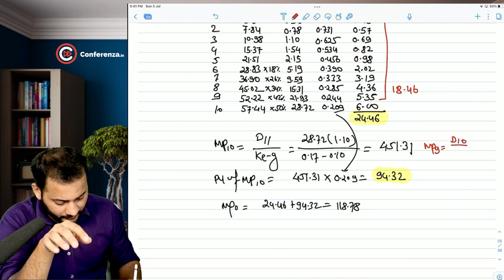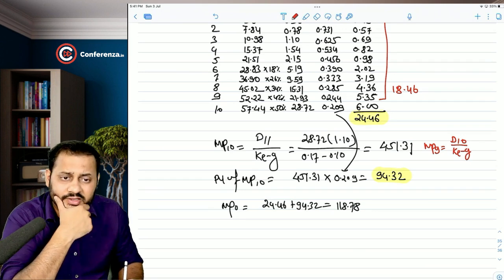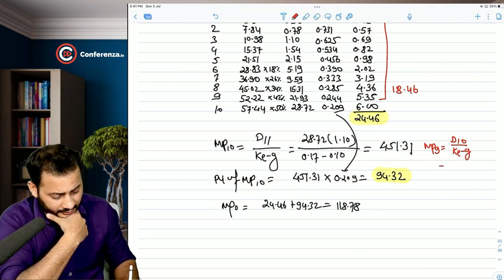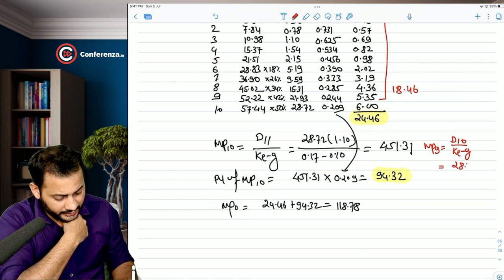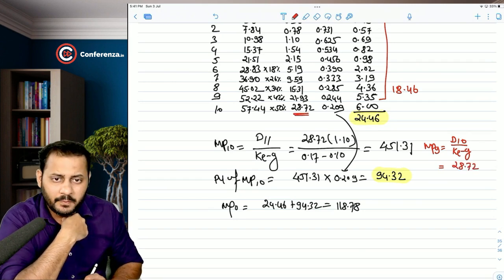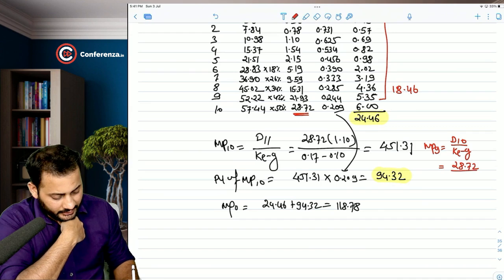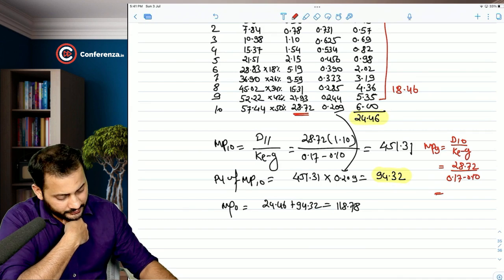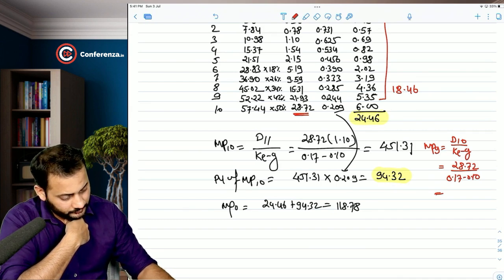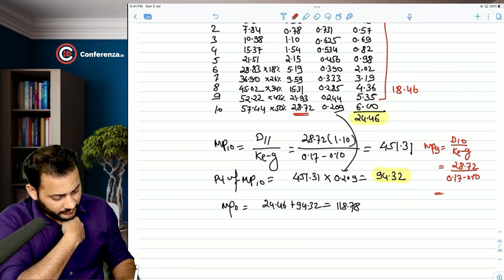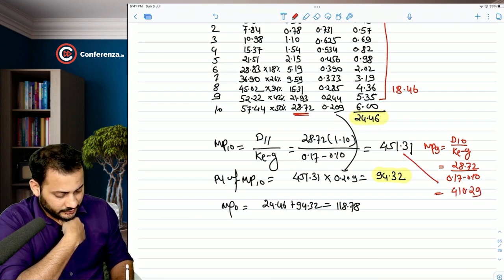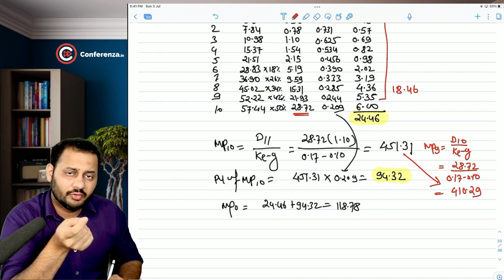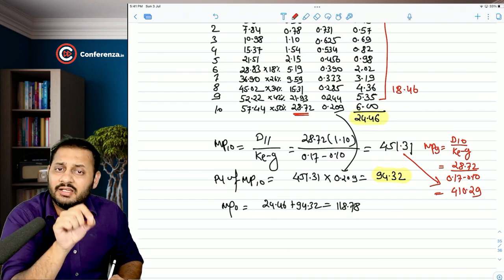So MP9 would have been dividend 10 divided by cost of equity minus growth. For 9th year, we need the dividend for 10th year, right? And dividend for 10th year is 28.72 till this point, divided by 0.17 minus 0.10. If we do the calculation, it gives us the value of 410.29, means this figure.